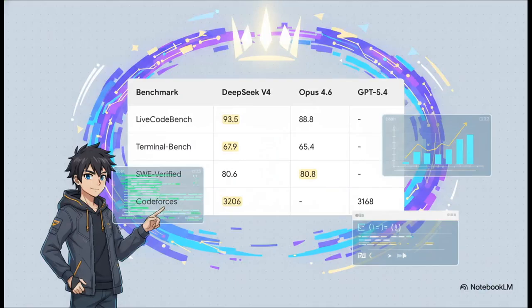Now here's where it gets particularly interesting: the benchmarks. As you can see, DeepSeek V4 is outperforming competitors like Claude's Opus on specific coding and agentic benchmarks. It's not just catching up. In some critical areas, it's actually pulling ahead.